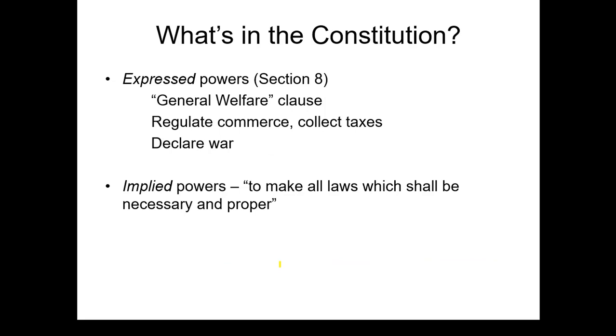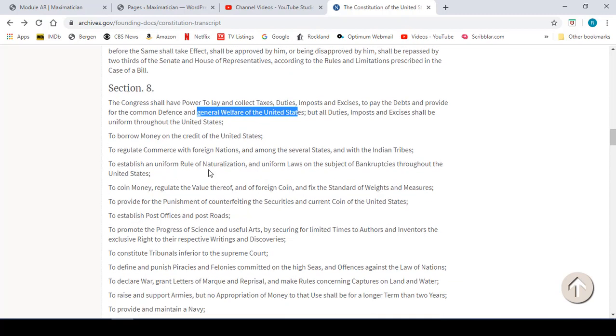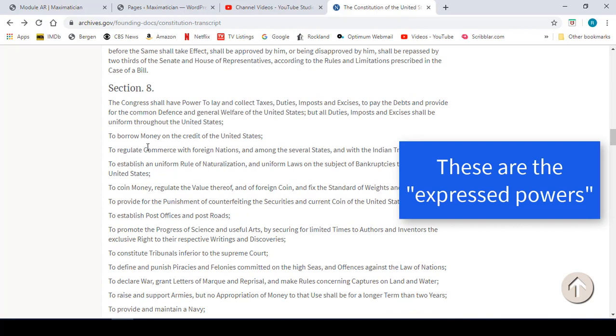Probably one of the most important sections of the entire Constitution is Section 8 in Article 1, talking about the expressed powers of Congress. So let's just go ahead and look at that. Section 8: Congress has the power to lay and collect taxes, duties, impose excises, pay the debts, provide for the common defense and general welfare of the United States. That's called the General Welfare Clause. It's an expressed power, but that's also pretty broad.